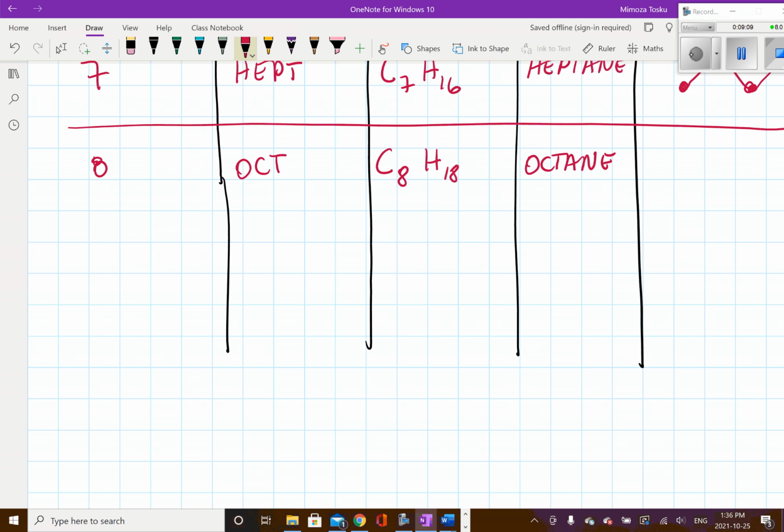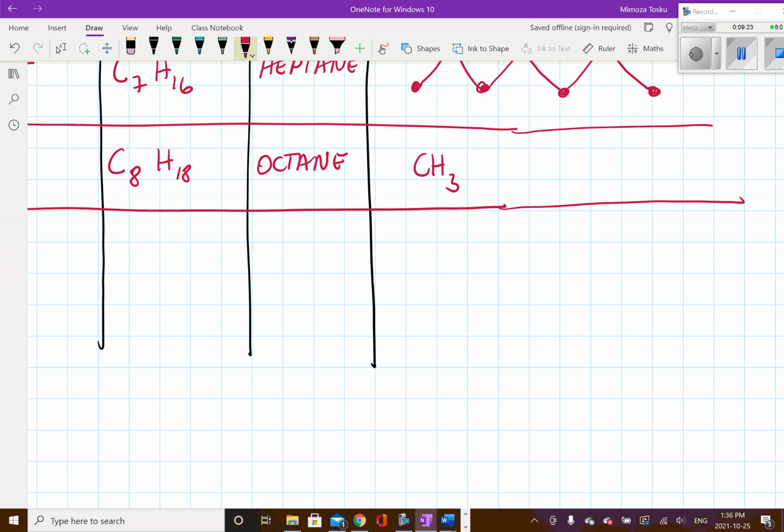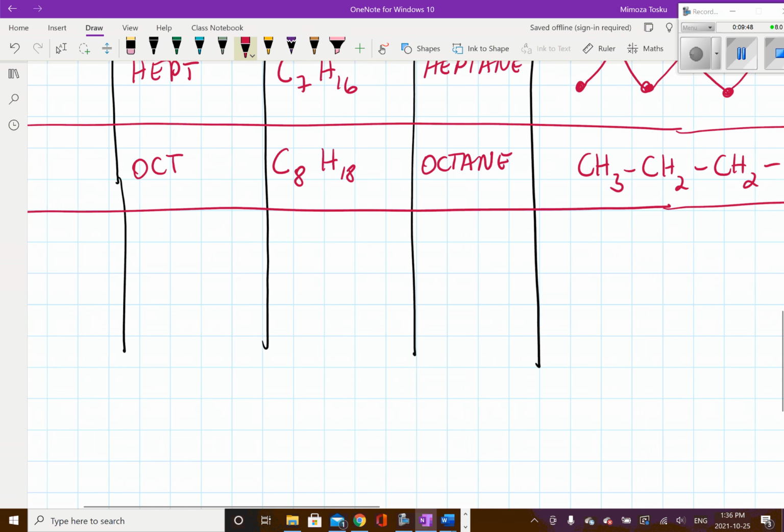And you know now what the structural or condensed formula is. The expanded molecular formula will be CH3 CH2 CH2 CH2 CH2 CH2 CH2 CH3. This is the expanded condensed structural formula.